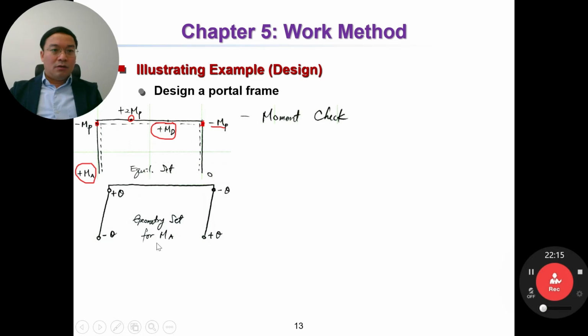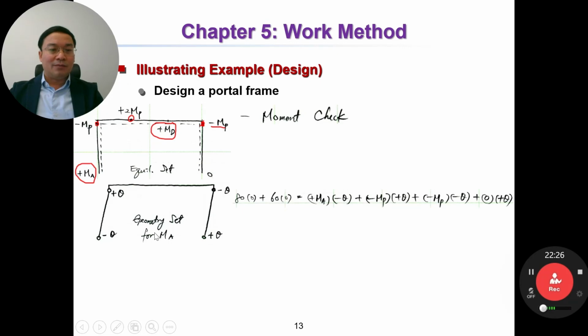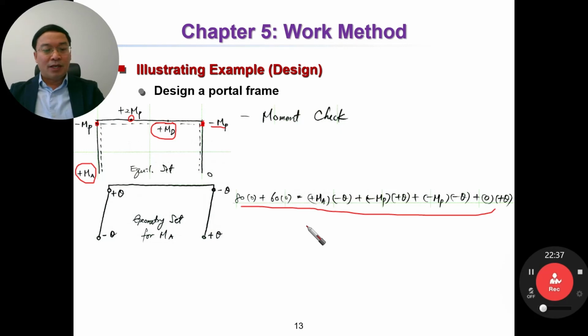For MA, we use this mechanism. Okay, we use the sway mechanism for MA. With this mechanism, we can develop the work equation like this. You can check. Okay, you can check, and then we have MA equal to 0. It's okay. Good.